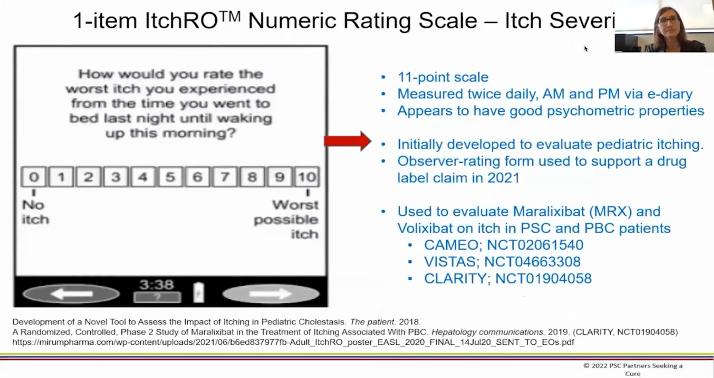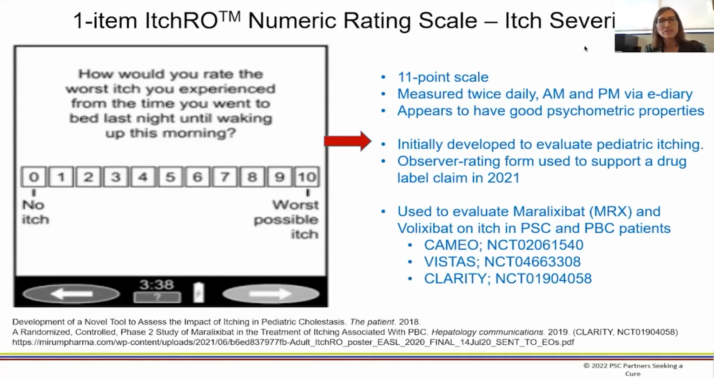with PSC. This last item is a 1-item numeric rating scale, the Itch Row, and it evaluates itch severity, and you can see a picture of it here. It's an 11-point scale. Patients complete this twice, in the morning and the evening, via electronic diary. It appears to have good psychometric properties based on a poster that was presented at EASL in 2020.